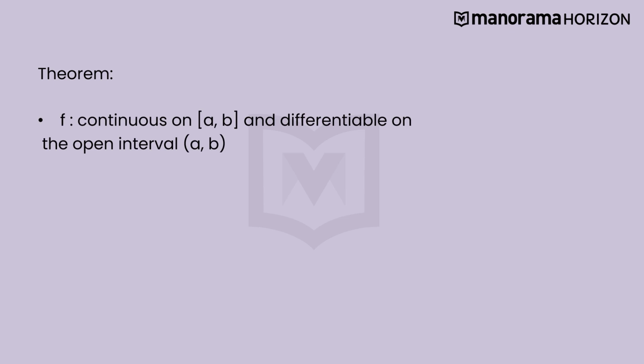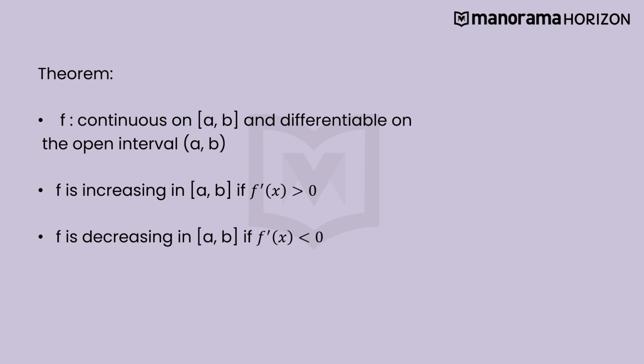Now let's see the theorem. Let f be continuous on the closed interval [a, b] and differentiable on the open interval (a, b). Then the function is increasing in the closed interval [a, b] if f'(x) is greater than 0 for each x element of (a, b). Then f is decreasing in the closed interval [a, b] if f'(x) is less than 0 for each x element of (a, b).